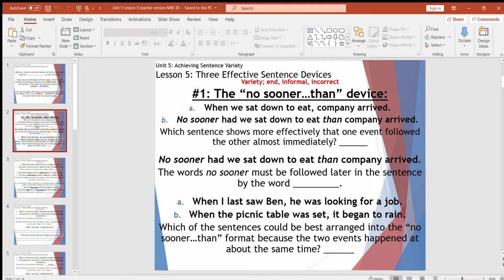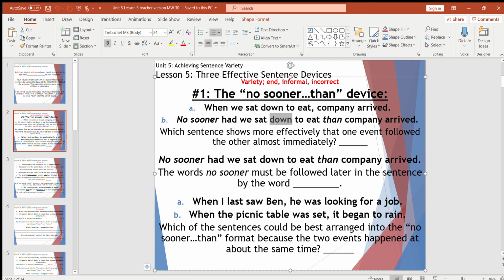Okay, so the first one is the no sooner ... than device. And the key thing here are the dots. Okay, that means there's going to be words in between there. So "when we sat down to eat, company arrived" versus "no sooner had we sat down to eat than company arrived." Which sentence shows more effectively that one event follows the other event almost immediately? That would be B, right? We sat down and then boom, company was there. So no sooner had we sat down to eat than company arrived.